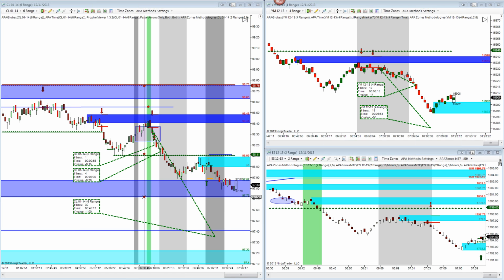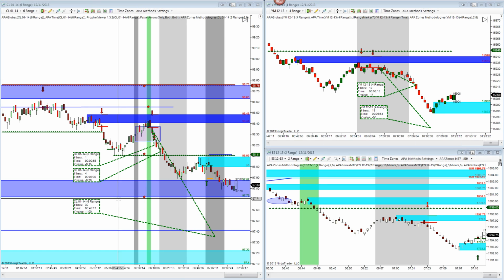Yeah, let me actually. So this is where one of my diamonds is on CL, and you can see where it is right there. I'm very curious to see what's going to happen down here. I think it's probably like a 15-minute zone of some sort.